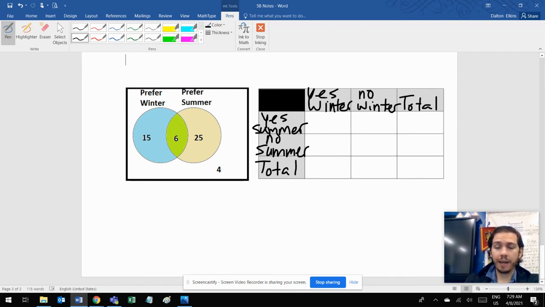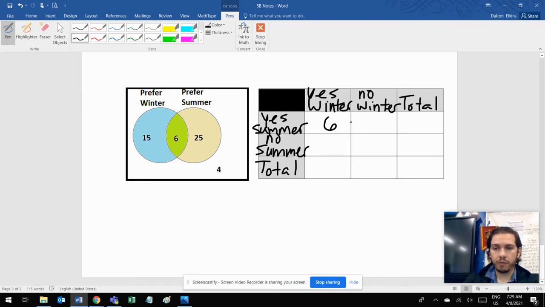The people who are yes to winter and yes to summer are the people who like both. In the Venn diagram, that's illustrated in the green overlap here. So this overlap of the two circles represents the people who both like winter and summer.